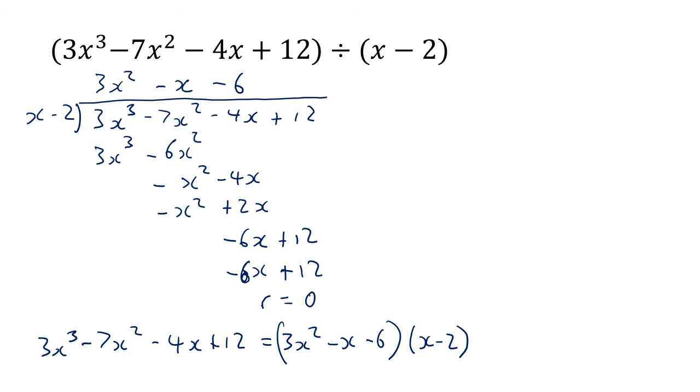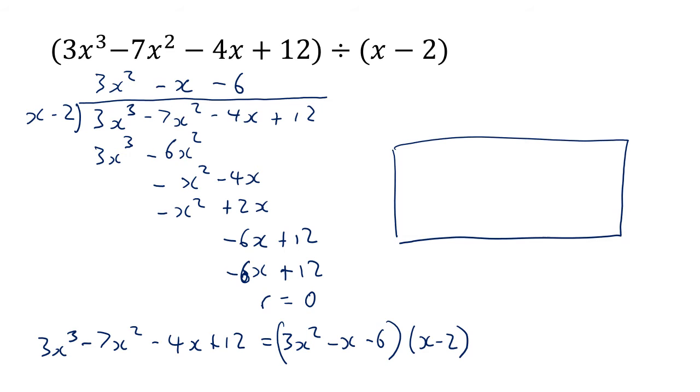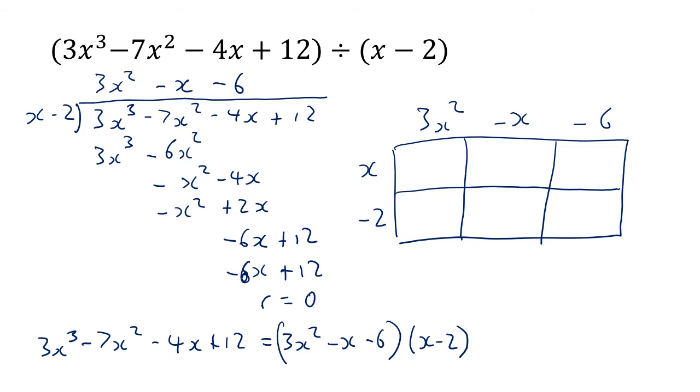And I'll just prove that over here. And we're going to just do this. So I prefer this method rather than FOIL because FOIL only works for limited cases. I'm going to put my x and my minus 2 here. I've got my 3x squared minus x and minus 6. So when I multiply this by this, I'll get my 3x cubed. Then x times minus x is minus x squared.